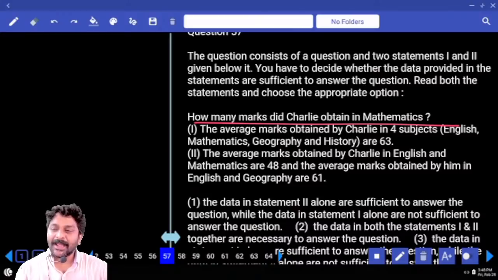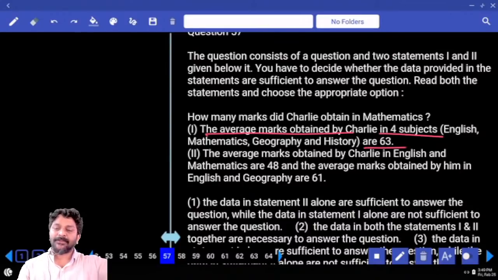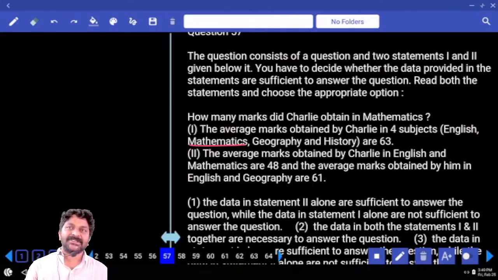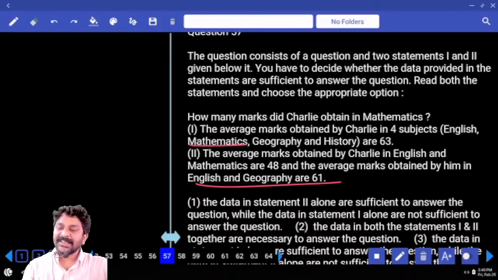How many marks did Charlie obtain in mathematics? The average marks obtained by Charlie in 4 subjects is 63. Out of those 4 subjects, mathematics is one of the subjects. Using this information, we can calculate the sum of marks obtained in 4 subjects together, but not one subject alone, correct? One alone is definitely not sufficient. Average marks obtained by Charlie in English and maths are 48. Average marks obtained by him in English and geography are 61.